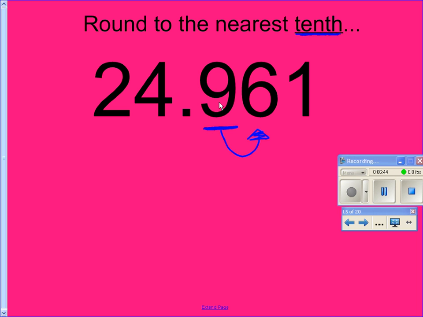But what's the next number after 9? It's 10. So the 9 goes up, but then the 9 also tells the next number to go up also. So 24 and 961 thousandths rounded to the nearest tenth is going to be 25.0, or 25 and 0 tenths. Yes, you have to have the tenths place just because it says round it to the nearest tenth. Okay?